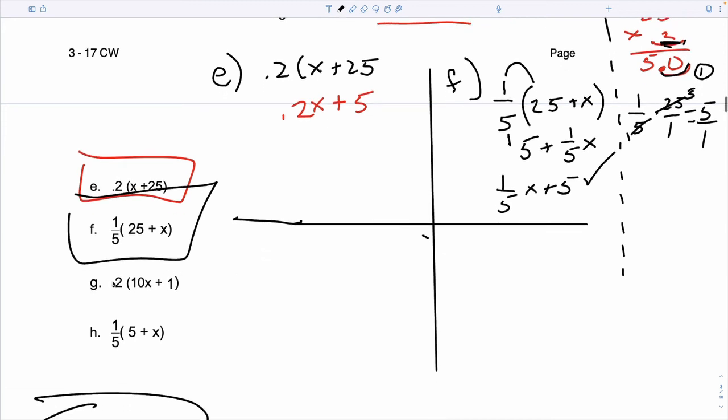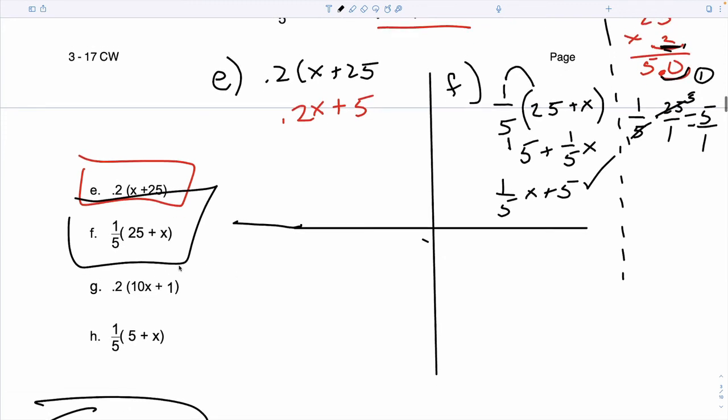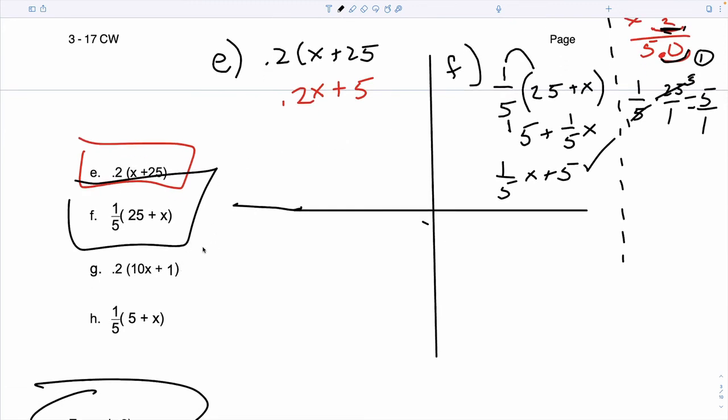Why can I cross out G without doing any work? What do I notice, Abe? Because there's a 10. Yeah, the 10x doesn't match the x, and it's one of the only things that's different. I know 0.2 is the same here, so it's not going to work. Cross out G. Neither does H. H is going to be 1/5 times 5, and it should be 1/5 times 25. Cross it out, it doesn't work.